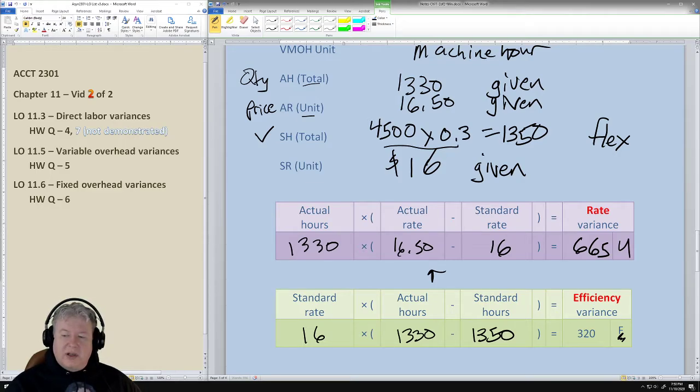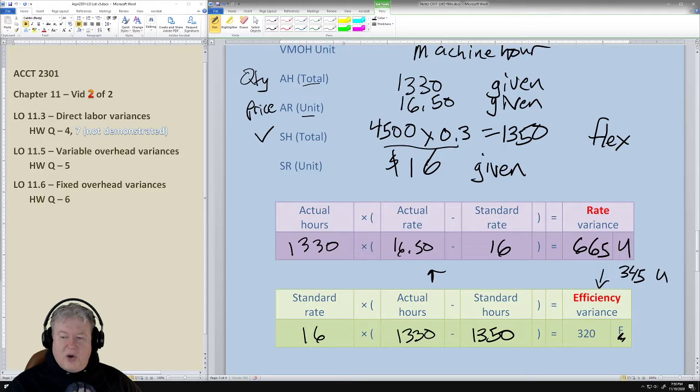So our actual hours worked and their standards, sort of like the last one, we worked fewer hours, but we paid them more. Except what we paid them was not quite as egregious. It wasn't quite as much. So here, the 320 is favorable because we worked less than what we would have budgeted. Now, when you combine these two, it's still going to be unfavorable.